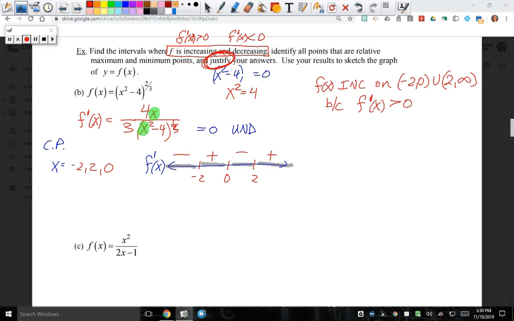What's the decreasing one? So f of x decreases on negative infinity to, I mean negative 2. Okay. Yeah. Union 0 to 2. Because f prime of x is less than 0. So going back to the analogy, let's use f prime as a student.